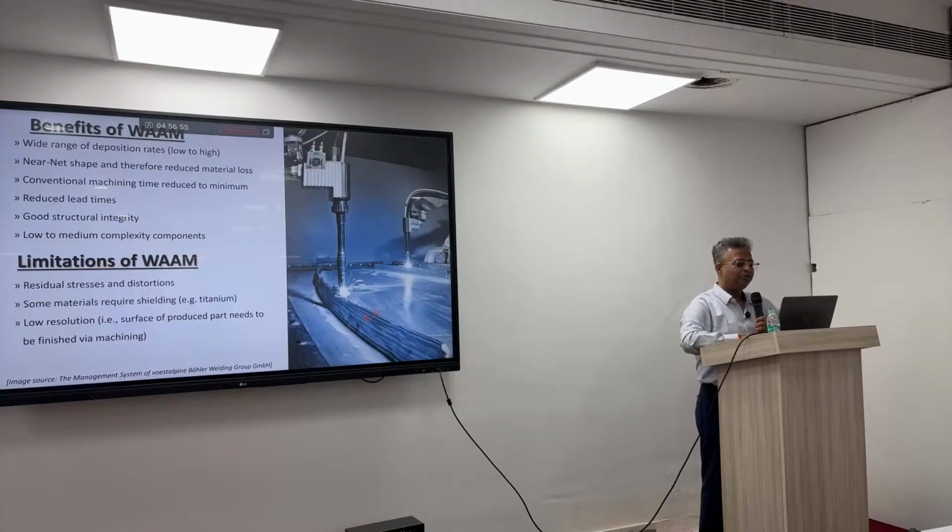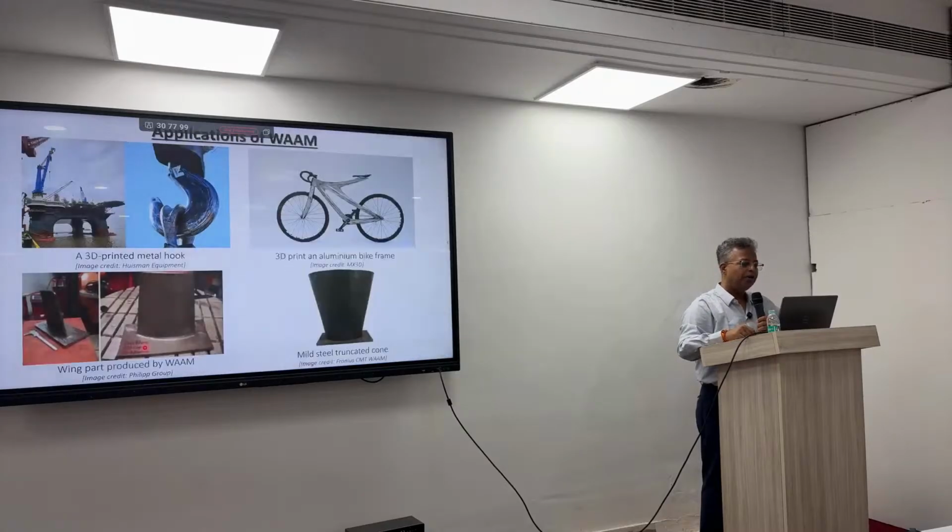So this is how we operate and deposit. Of course, we can visualize that we are doing it by a welding process. There are a lot of distortions we need to manage. And sometimes we need to use inert gases also because reactive materials are being deposited. The resolution is very low, process quality is quite poor, and finishing is required if you want to reduce this. These are some components which have been made by this process.